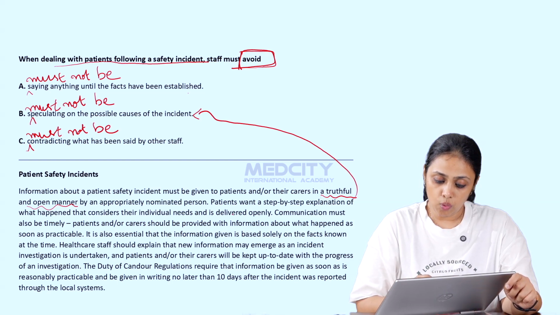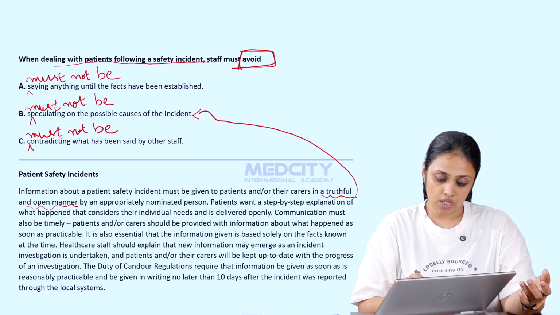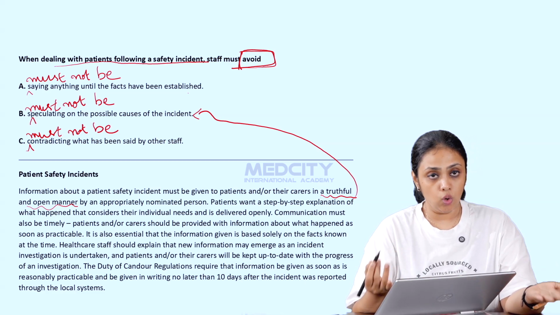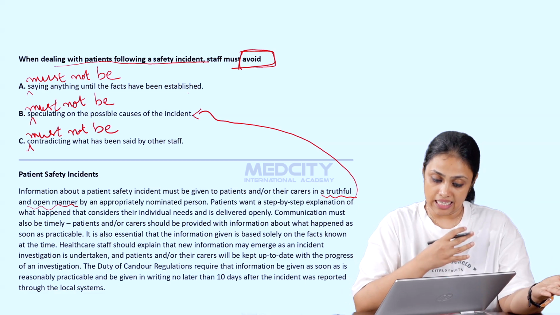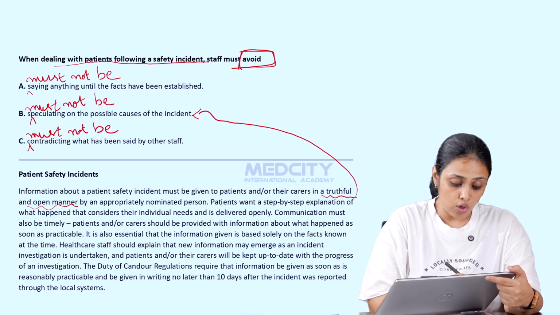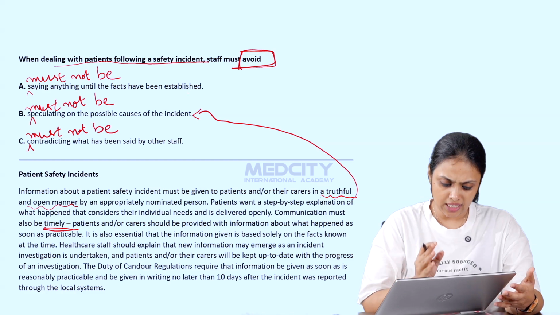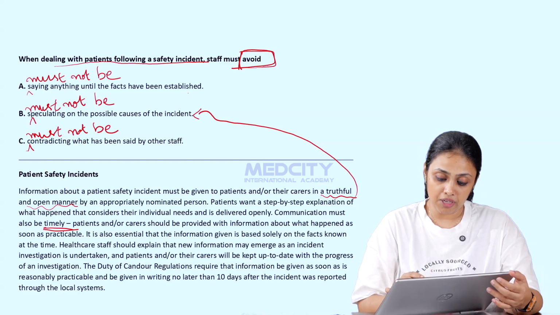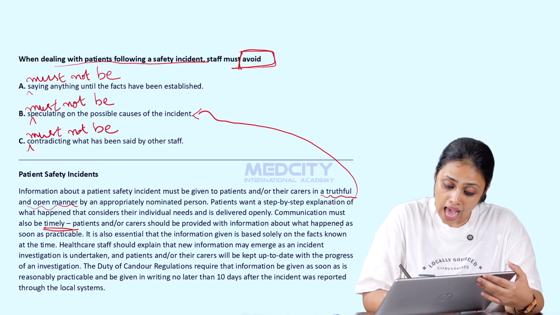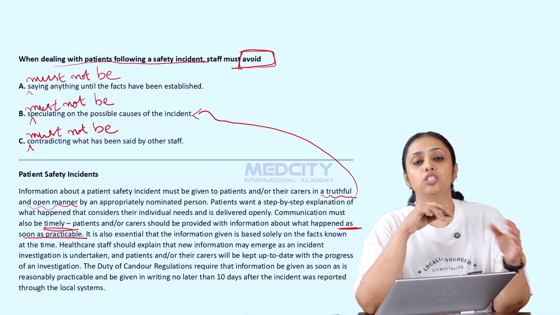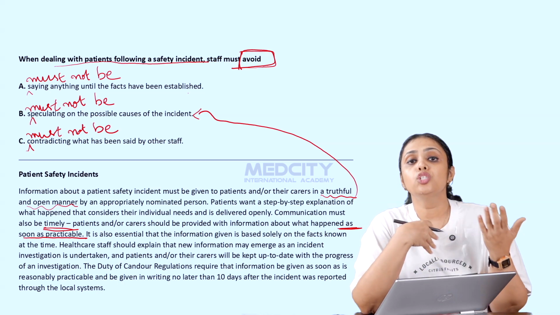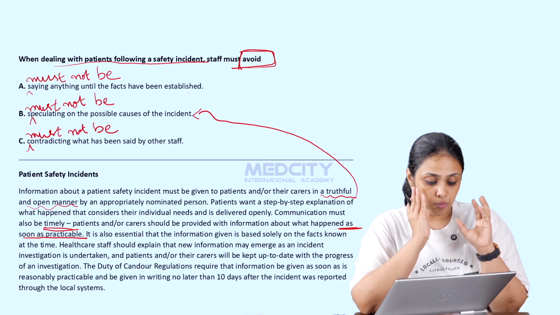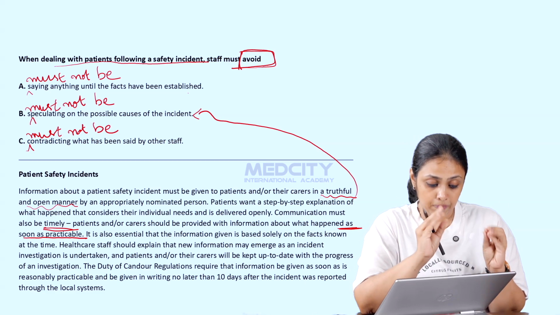Then the patient wants a step-by-step explanation of what happened that considers their individual needs and is delivered openly. So the patient wants to know what happened exactly, step by step. Communication must also be timely. You have to do it at the right time. Now, what is the right time? Patient and or their carers should be provided with information about what has happened as soon as practicable, which means that you should not delay giving the explanation on what has happened to the patient or to the carer. You have to provide the information as soon as possible.